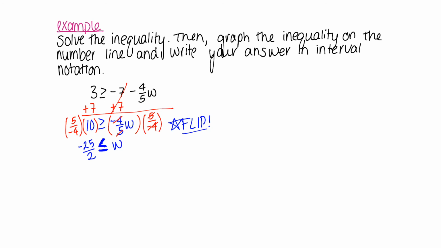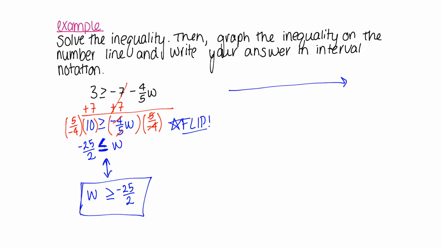Because you're going to be doing these in interval notation and on the number line on the test, I do suggest that you write this a little different. You really want that w to be on the left-hand side. So you still have a w and you'll still have a negative 25 over 2. But notice here, it's pointing towards the negative 25 over 2. When you rewrite it, you still want it to be pointing towards the same thing. So w is greater than or equal to negative 25 over 2. That would be the answer Alex wants.